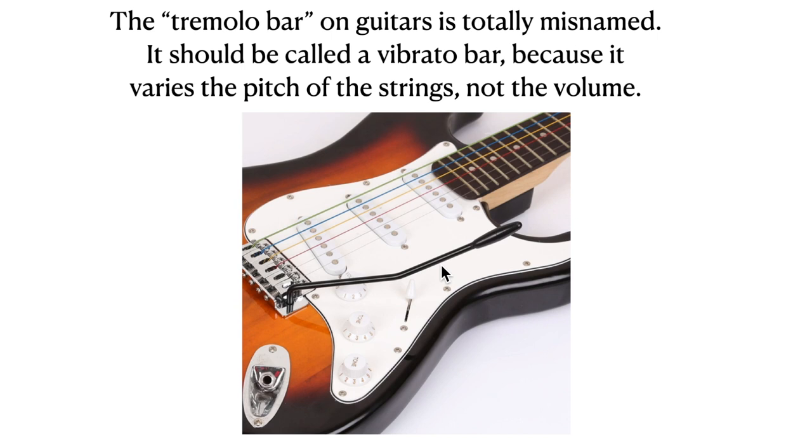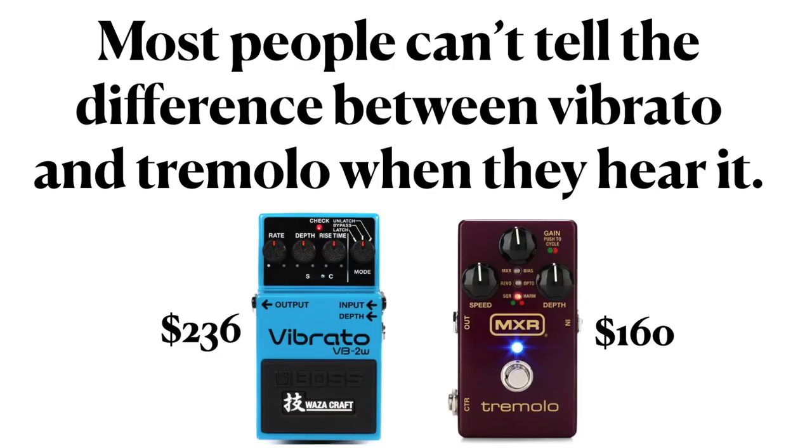But they didn't. They unfortunately called it the tremolo bar, and so there's been this confusion ever since the 40s or 50s when they put these bars on the guitars and misnamed them. The truth is, most people can't tell the difference between vibrato and tremolo when they hear it. They can tell that it's different, but they don't really know why it's different.